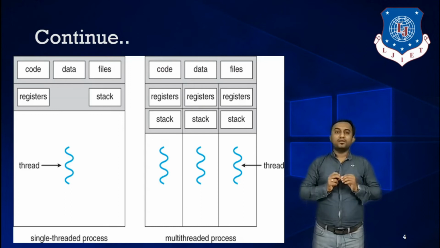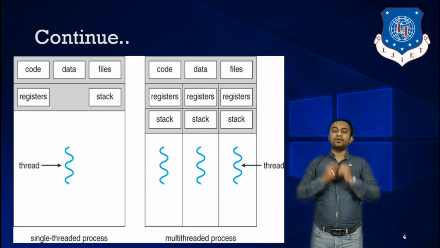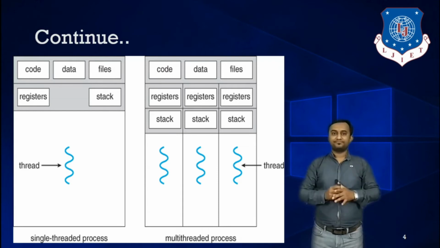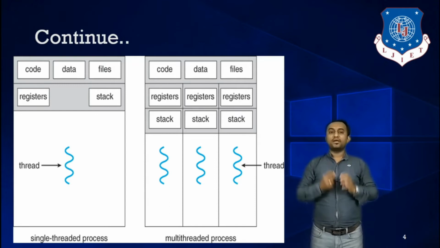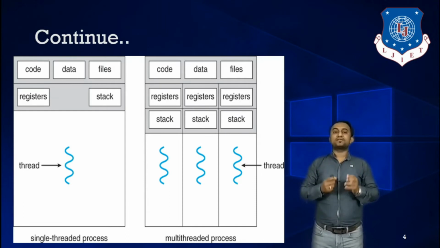Each process is associated with one thread. With the help of this arrangement, we can execute one task at a time only, not more than that. A single threaded process contains code section, data section, and file sections, and the thread has its own registers and stack informations, as we have discussed in the previous slide.